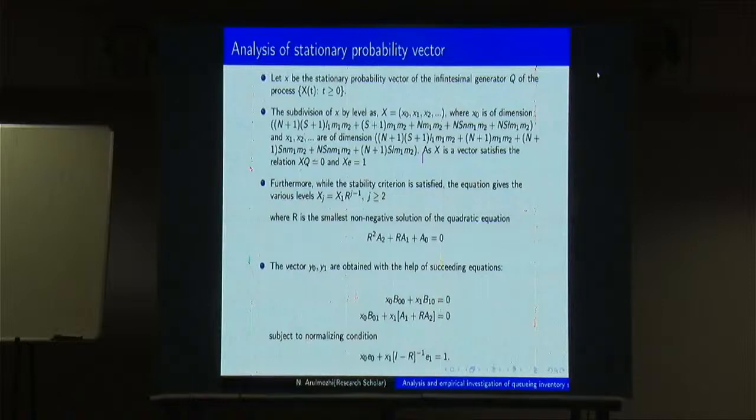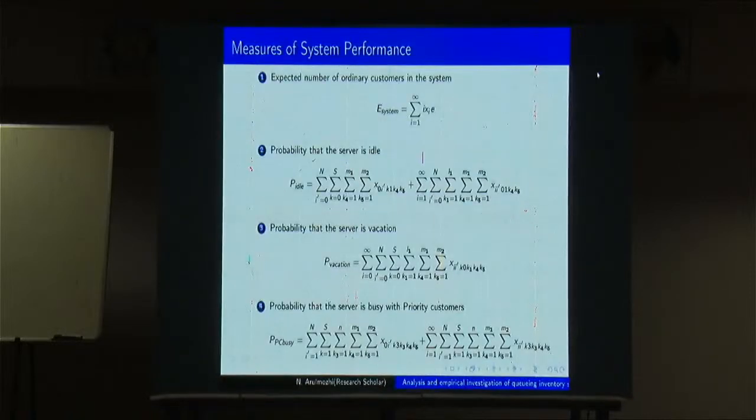Next one. These are the system performance measures. First one, expected number of ordinary customers in the system. Second one, probability the server is idle. Probability the server is in vacation. Probability the server is busy with priority customers. Next one.